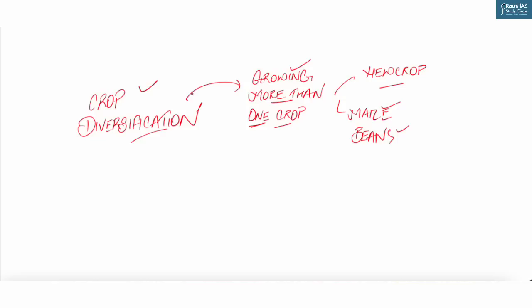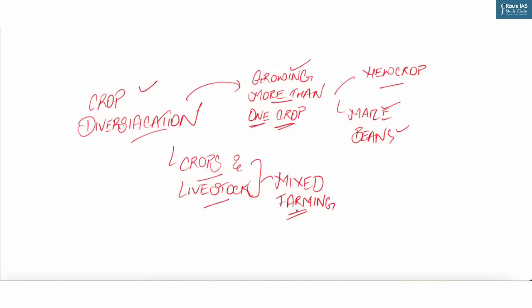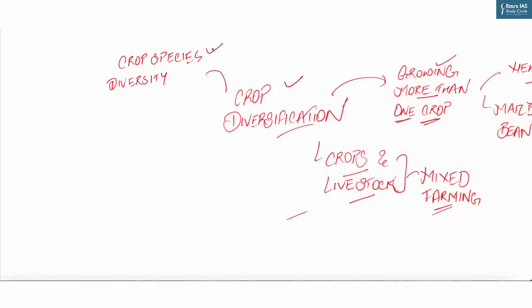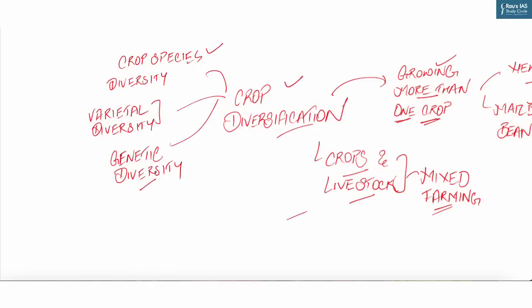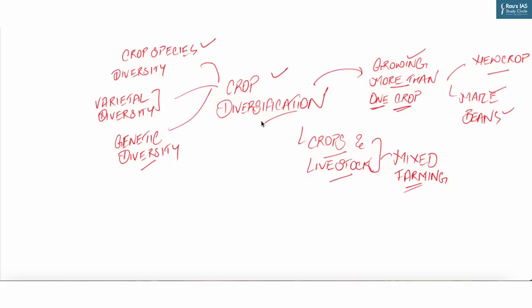Now, crop diversification is not only related to crops. It also includes an integration of crops and livestock. That means mixed farming. Now, crop diversification encompasses several aspects such as crop species diversity, varietal diversity within crop species, and genetic diversity within crop species. So, diversification of agriculture will help in a shift from monocropping to multi-cropping, such as horticulture, pulses, oil seeds, etc. Also, it will focus on allied activities such as animal husbandry, poultry, fisheries, apiculture, etc.